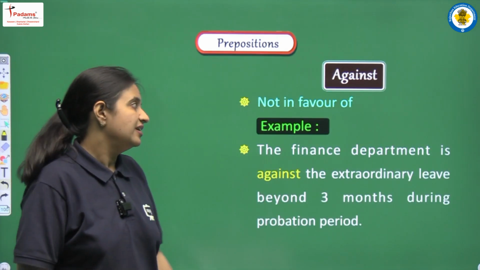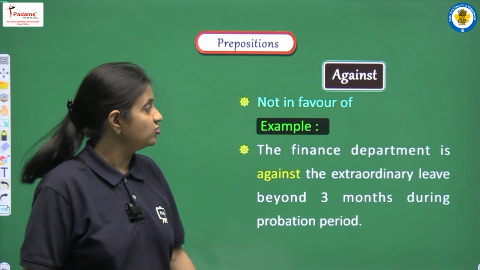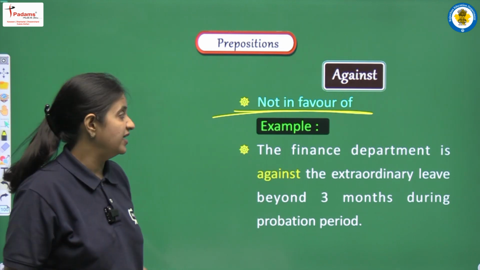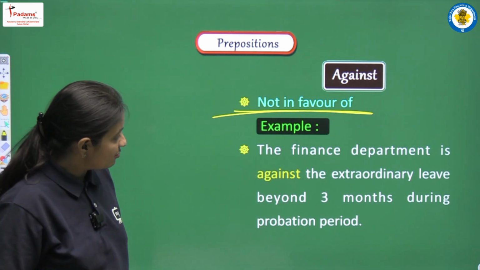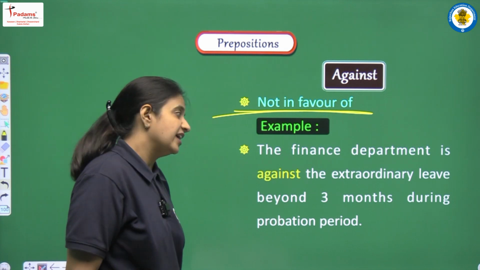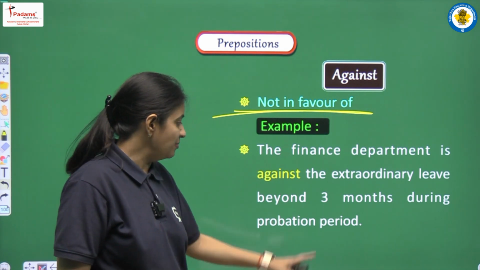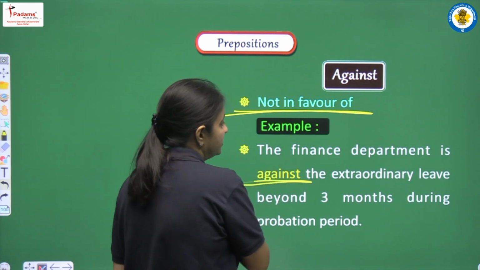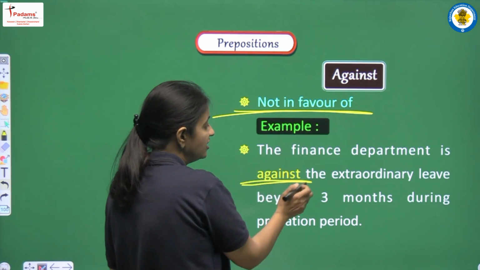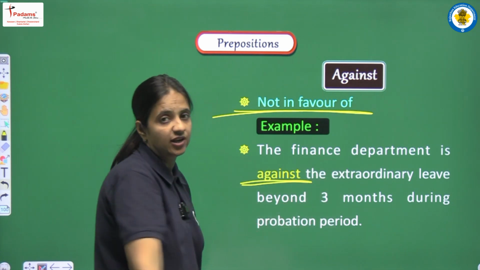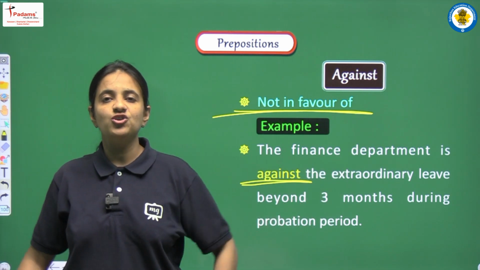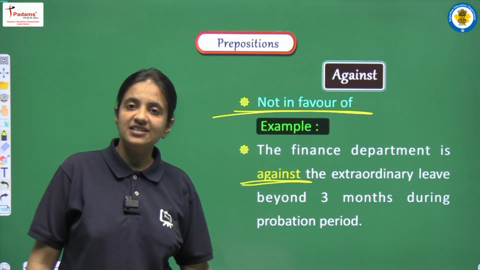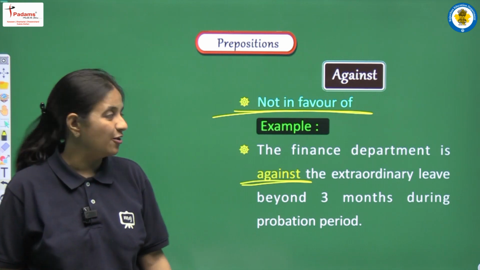Okay. Next preposition is against. So let's see, it is used to show not in favor of. Let's see the example. The finance department is against the extraordinary leave beyond 3 months during probation period. So here we are talking about this thing, that the finance department is not in favor of this. So whenever we are trying to show not in favor of, then we can use against in a sentence, like we are having here in this example.